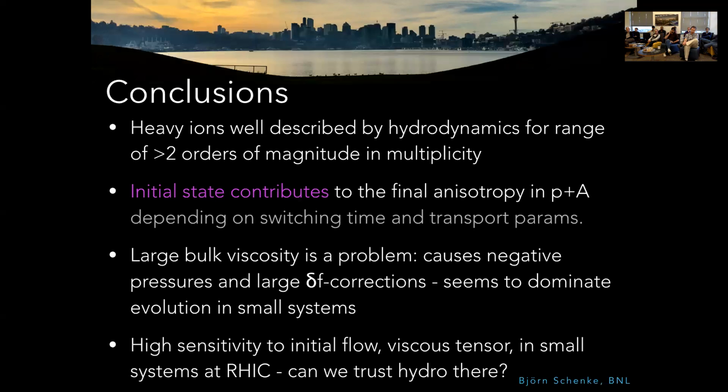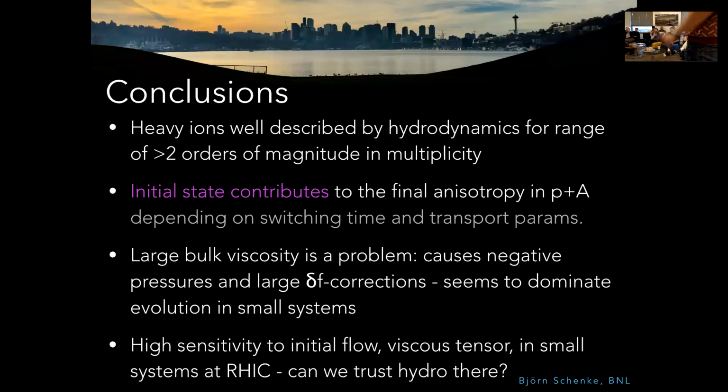The large bulk viscosity, as I've shown, is a problem, especially in these small systems. It would cause negative pressures and large δf corrections, which I haven't shown yet, but I have them in the backup. And really, it seems to dominate the evolution in these small systems, more so than we would like.